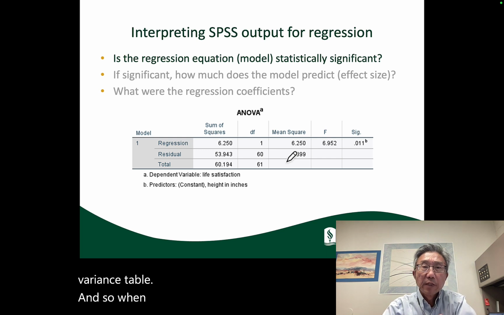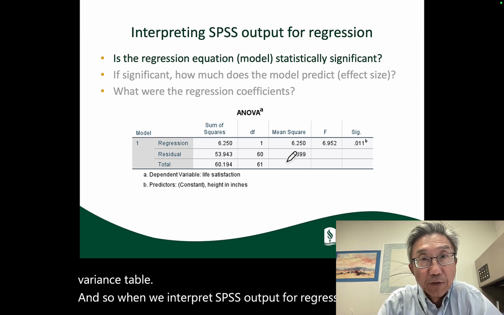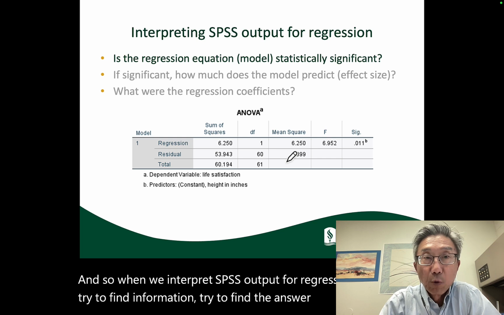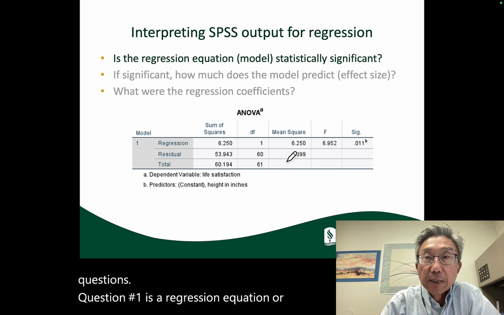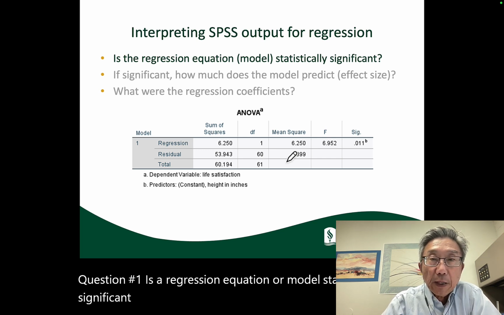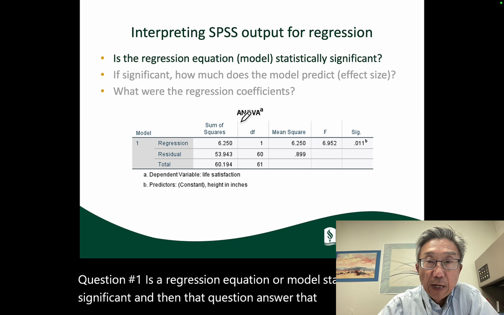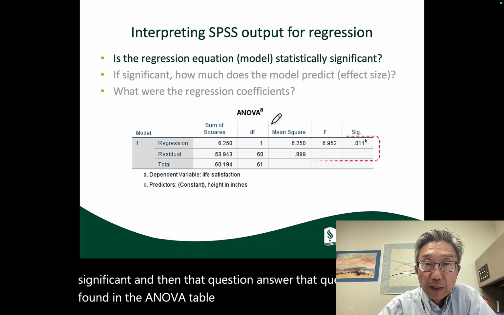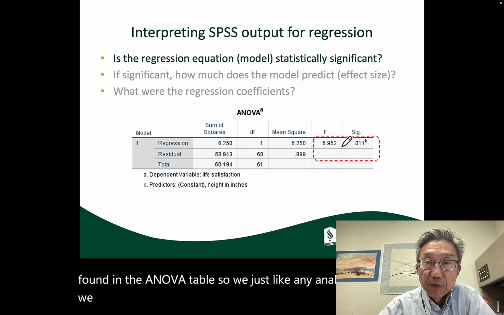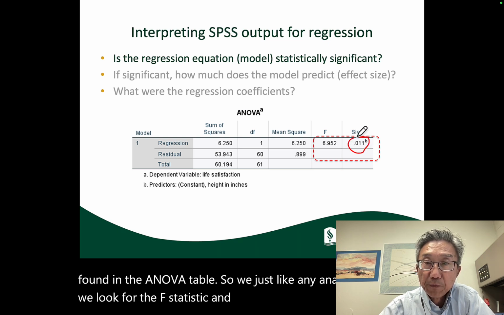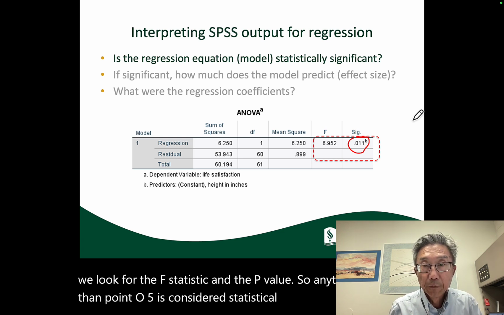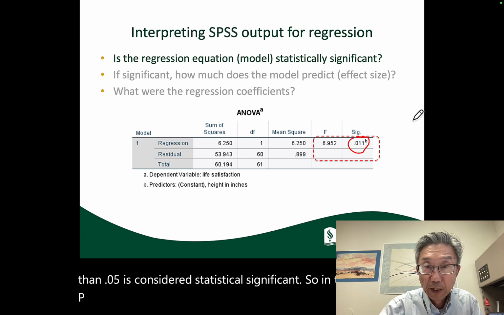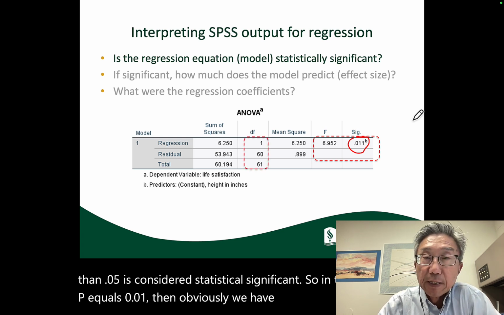When we interpret SPSS output for regression, we basically try to find the answers to these three questions. Question number one, is the regression equation or model statistically significant? The answer to that question is to be found in the ANOVA table. Just like any analysis of variance, we look for the F statistic and the p value. Anything that's less than 0.05 is considered statistically significant. So in this case, p equals 0.01. Then obviously we have a statistically significant regression model.